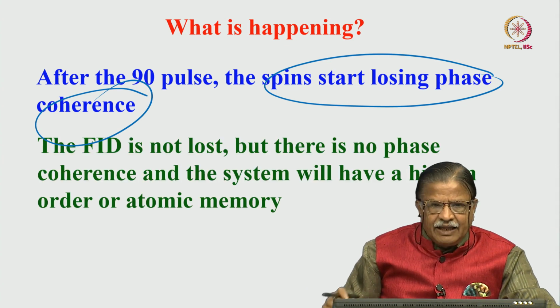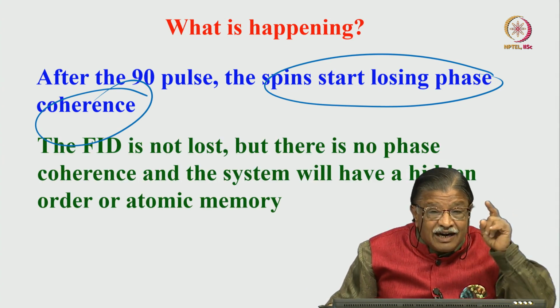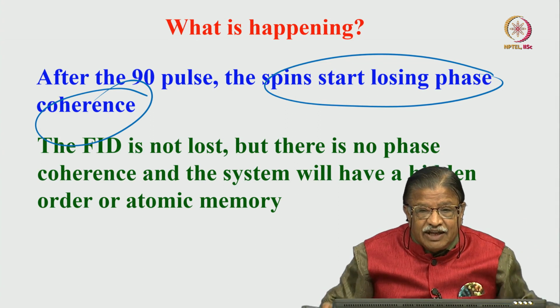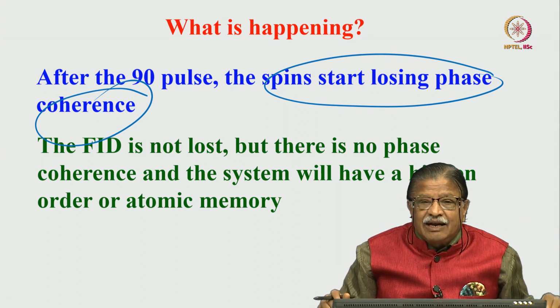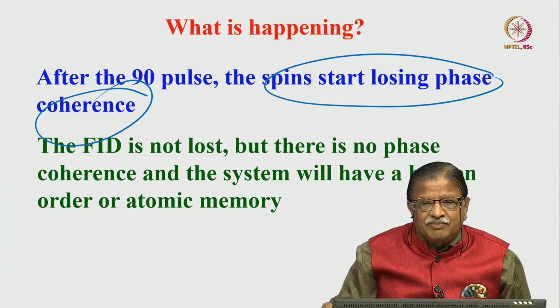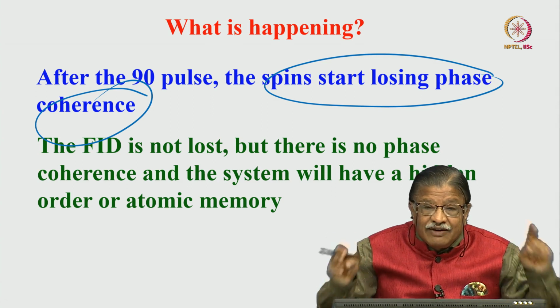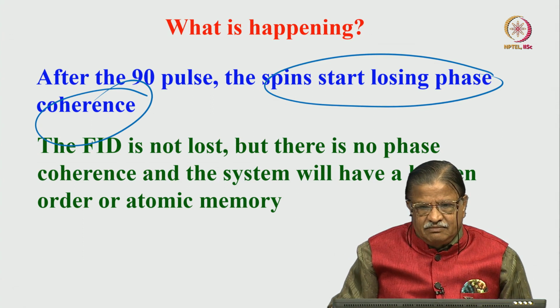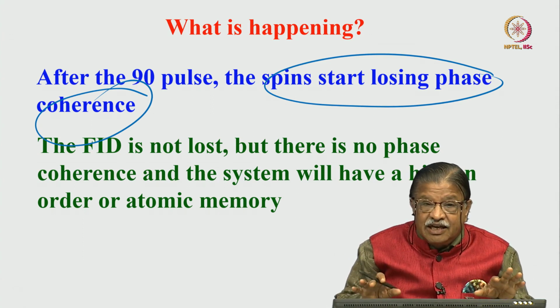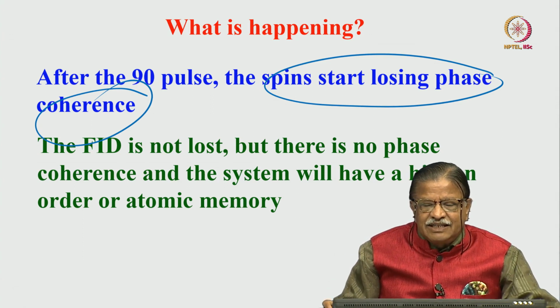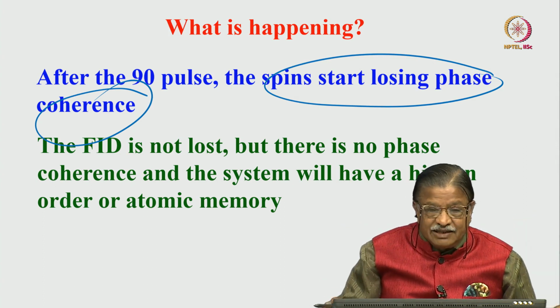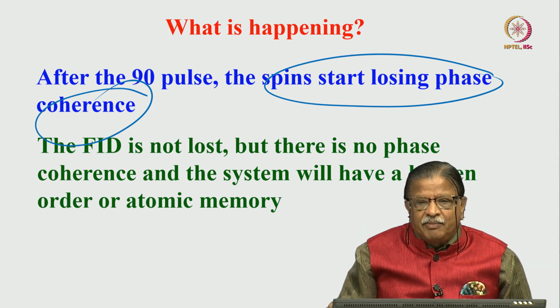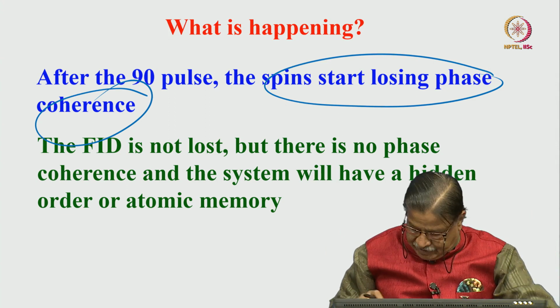Okay. And then the FID is not lost. After some time, things would have dephased, and it is a common assumption that we have lost the FID. No, the FID is not lost, only the phase coherence is lost. There is a decoherence, phase is lost, but the FID is not lost. The system will have some sort of a hidden memory. It is called atomic memory. Spins will have some atomic memory.